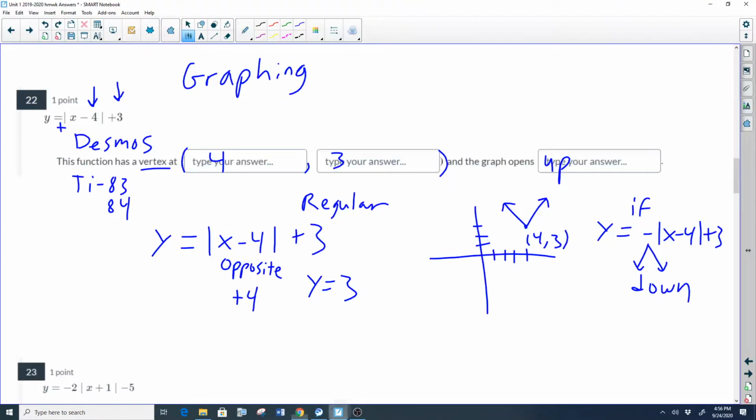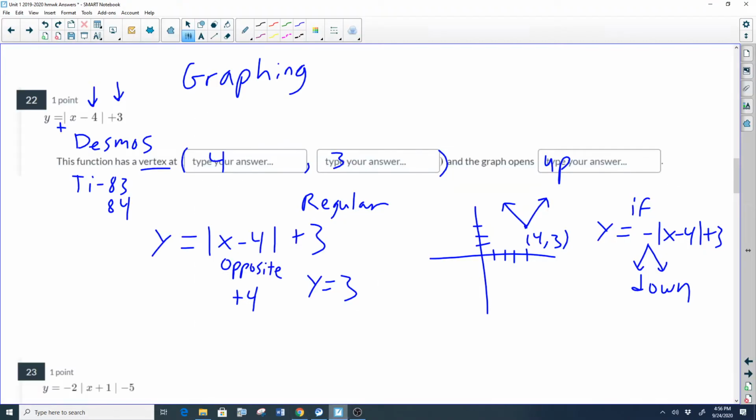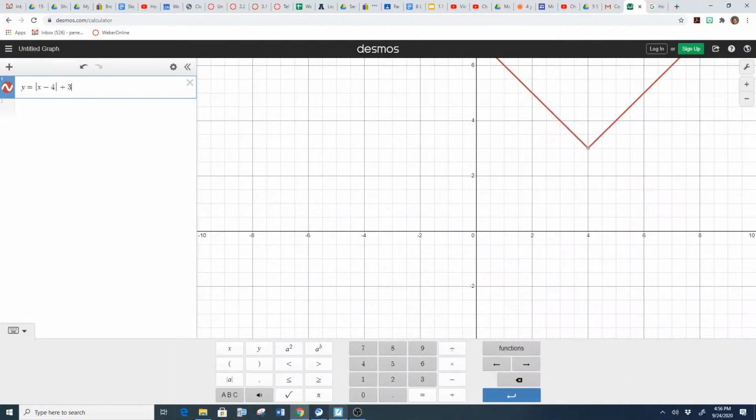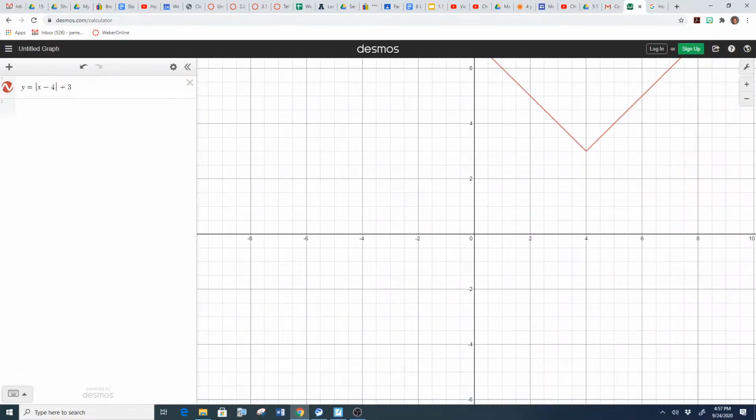Uh-oh, did I mess up already? Minus 4. No, we got it. Yeah, right 4. We got it. So we're going to go x minus 4, close the absolute value, and then plus 3. This is plus 3, right? Yeah, plus 3. Nice. So then there it is. There's your vertex, right? 4, 3. And it's opening upwards, going upwards.